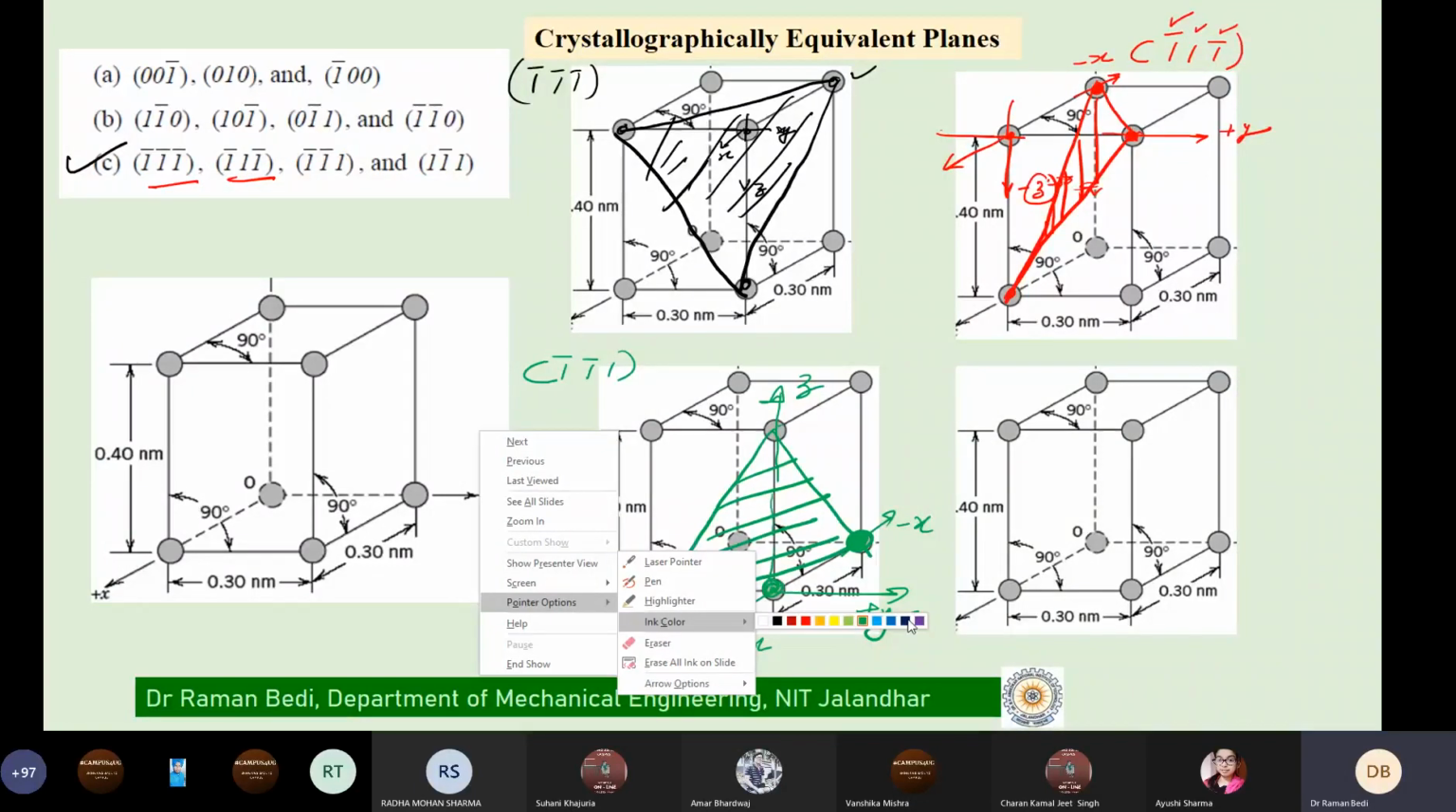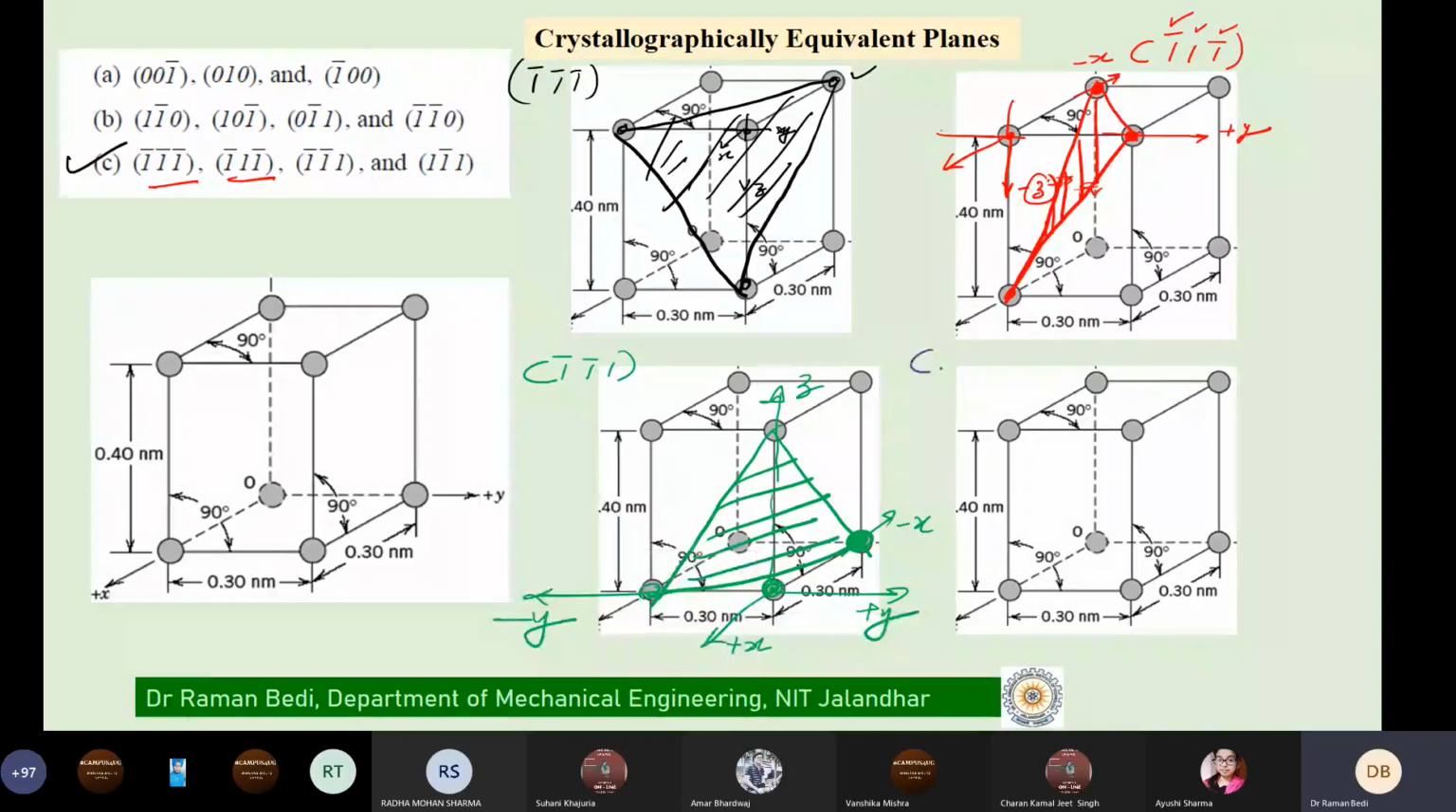Now, let's go to the last one which was left in this problem. It was 1, 1 bar, 1. The intercepts are plus x, minus y, and plus z. So I have to locate the origin here so that it can be shown in this unit cell.